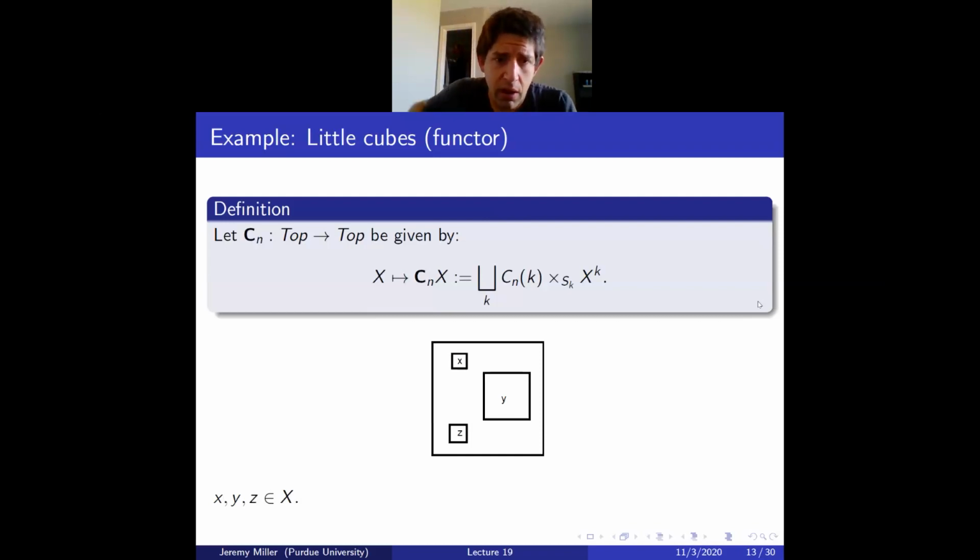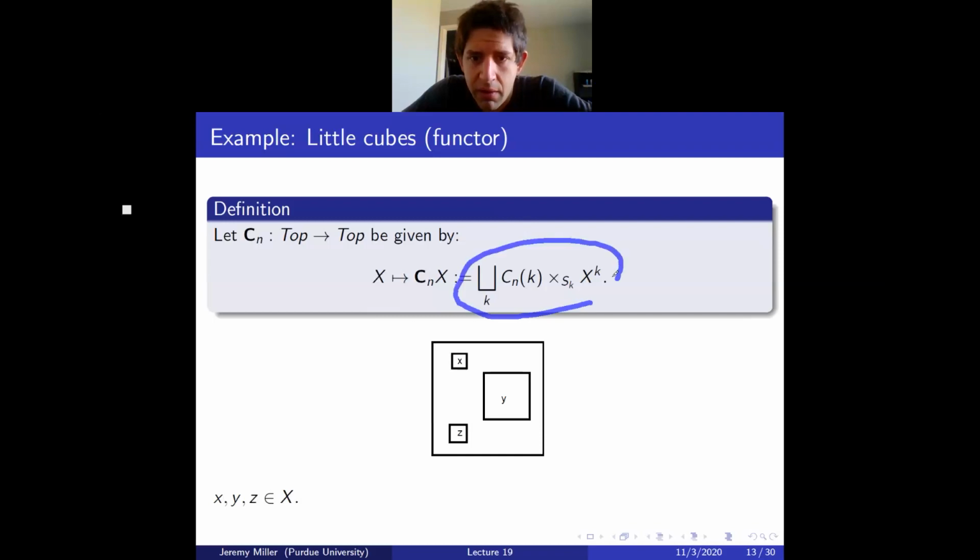Okay, so this is a functor from topological spaces to topological spaces. You send a space X to this disjoint union over k of the space of k cubes cross over the symmetric group with X to the k.